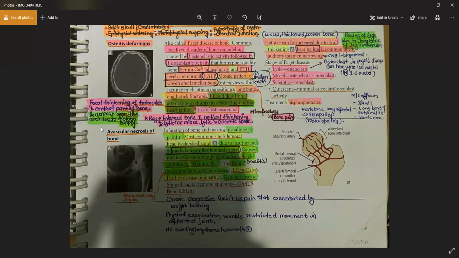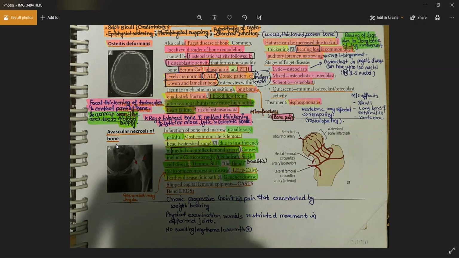Then comes the avascular necrosis of the bone, which happens because of any kind of loss of blood supply to the medial circumflex femoral artery. You have two arteries, the medial circumflex and the lateral circumflex. The majority portion of the neck of the femur is provided by the medial circumflex femoral artery. Whenever the blood supply from this artery is lost, the patient can have avascular necrosis of the bone.